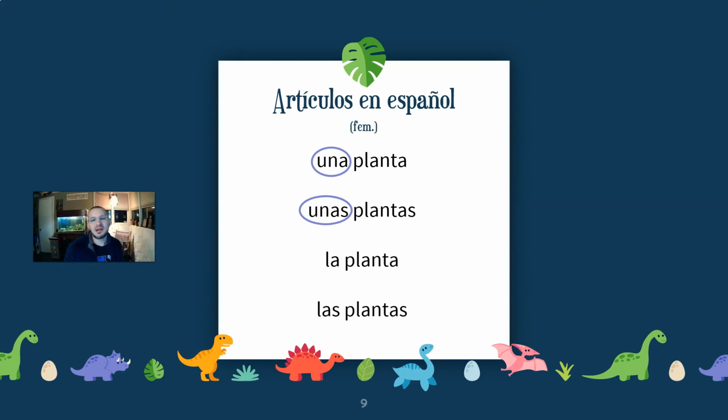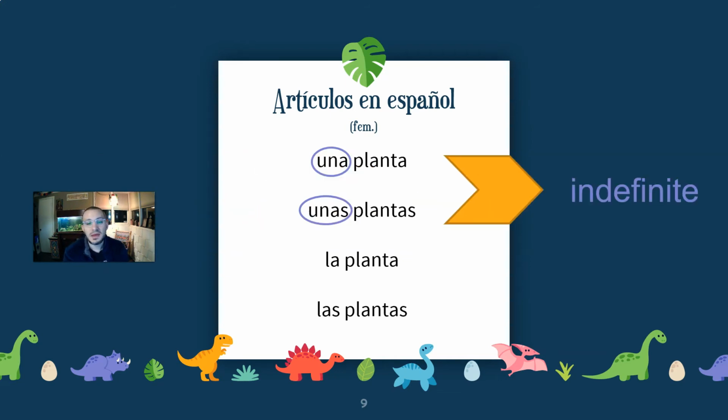Me gustaría tener unas plantas en mi cuarto. I would like to have some plants in my room. I'm not referring to any plants in particular, so these are indefinite.